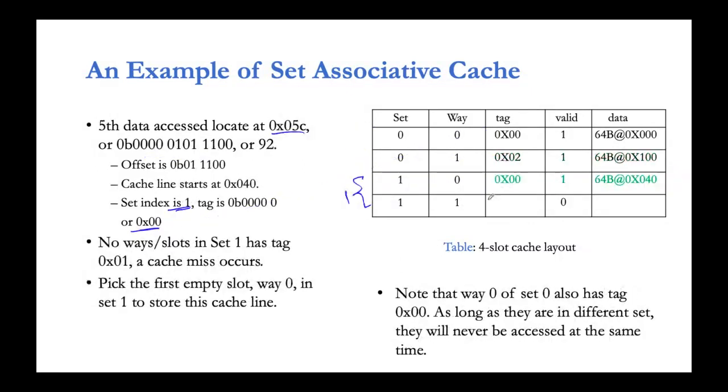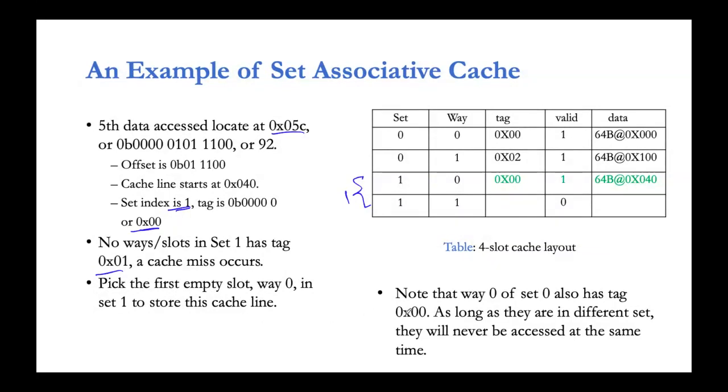Here this is empty, so it shows that set 1 has tag 01. Okay, so a miss occurs. So pick the first empty slot, way 0, that is first in first out, right? Way 0 is selected in set 1 to store the cache line 1.